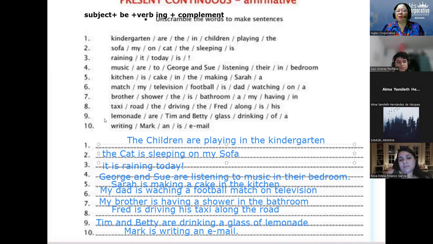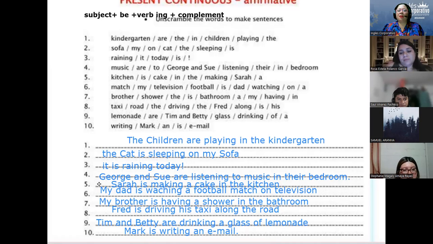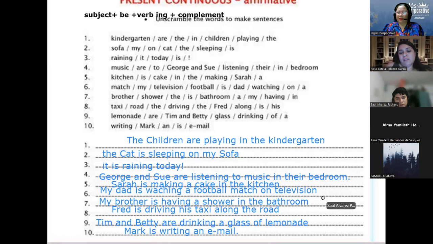And the negative for the number 4? You're not listening to music in the bedroom. Very good. What about number 5? Negative. Isn't making a cake in the kitchen. Very good. Number 6, negative. My dad isn't watching a football match on television. That's correct. Number 7, negative. My brother isn't having a shower in the bathroom.